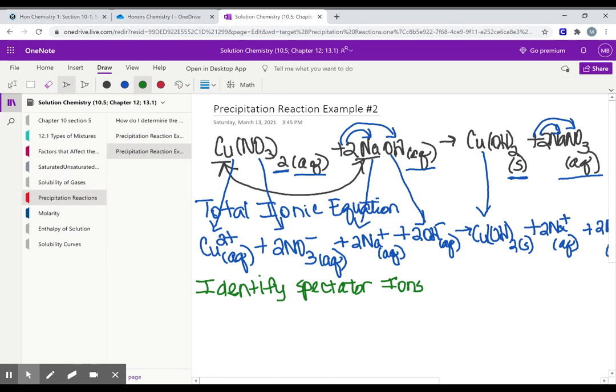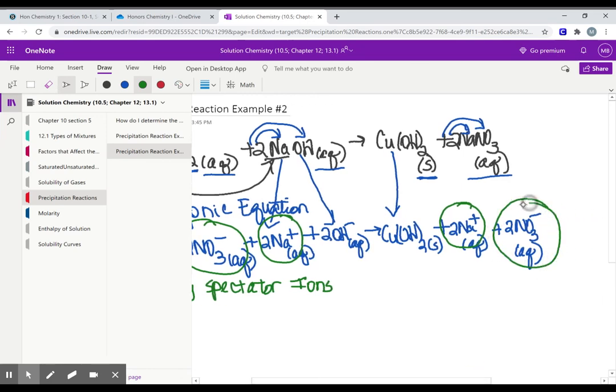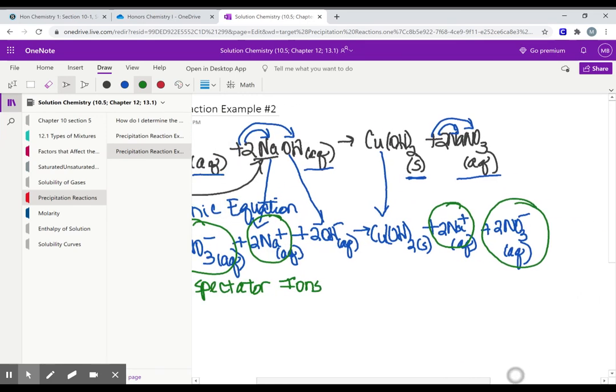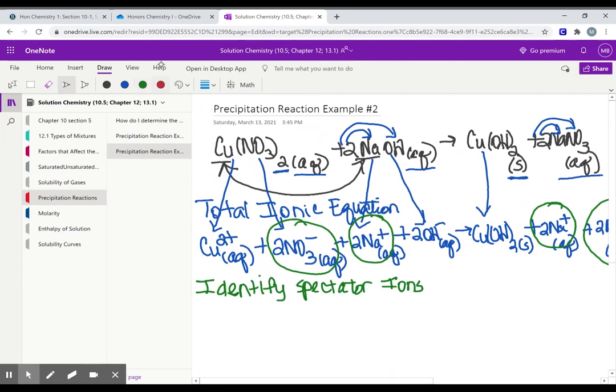Okay, so here's what we should have identified. You should notice that you have 2 sodium ions on the reactant and product side, and you also had 2 nitrate ions on the reactant and product side. All right, the last step in this process then is to write a net ionic equation. The net ionic equation is showing me the formation of a precipitate. So again, the way we determined how to figure this out was that all the species that were not circled in your total ionic equation are going to be rewritten to make your net ionic equation.